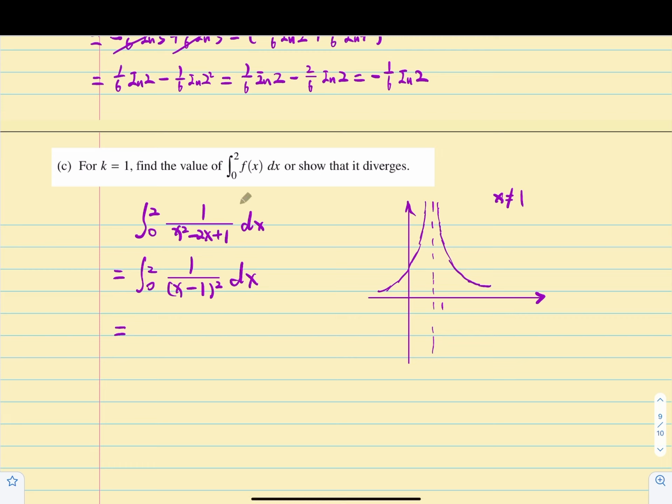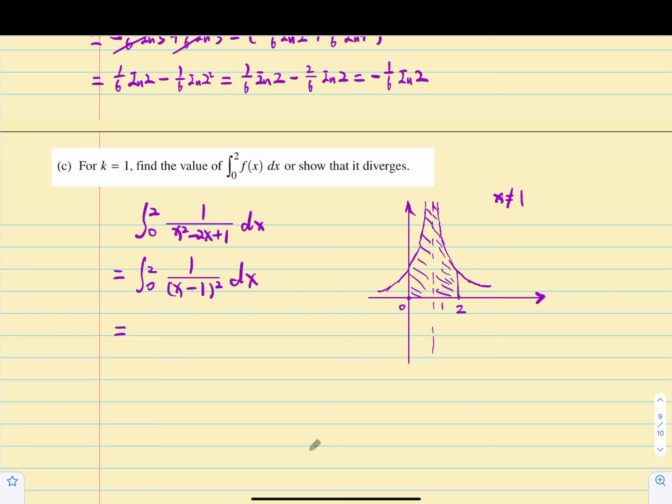But it's asking us to find the integral from 0 to 2. So this thing will be this kind of area plus this kind of area. So when these two areas are added together, this may diverge. We will see, this may diverge, but we don't know. We need to find the integral, then we will see it.